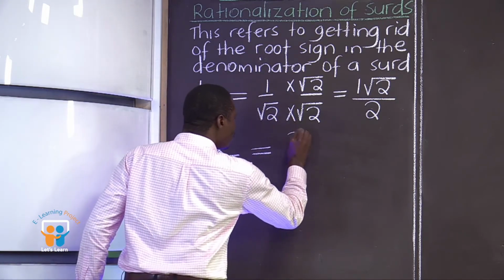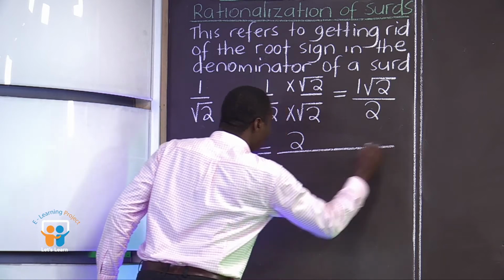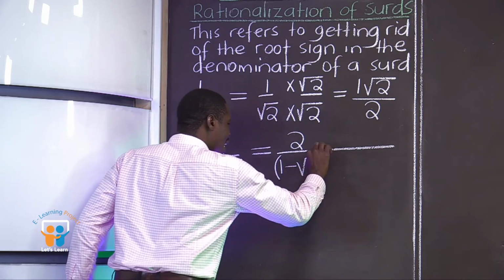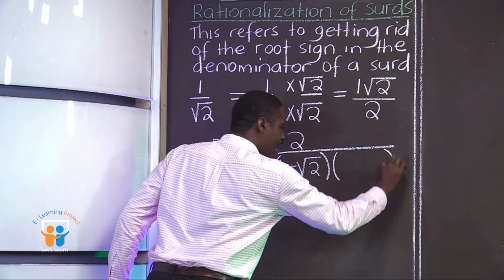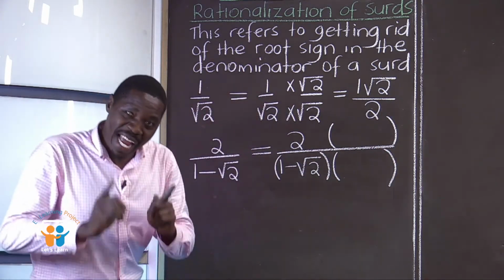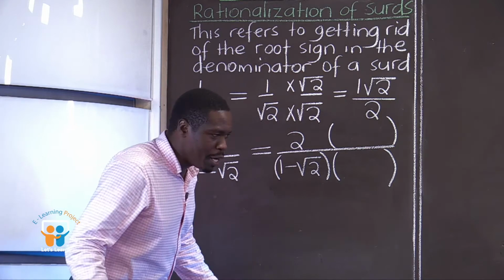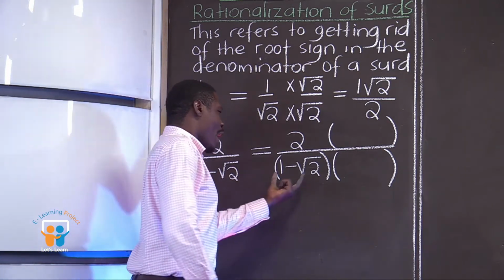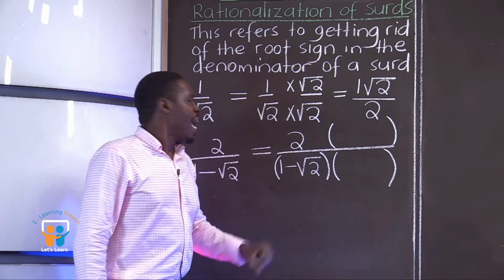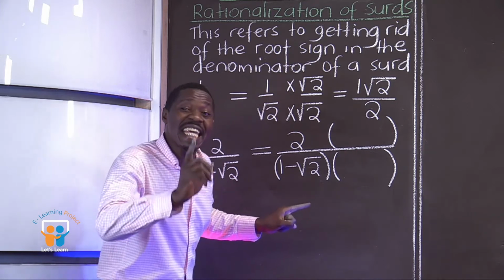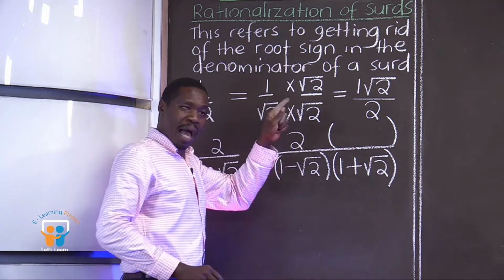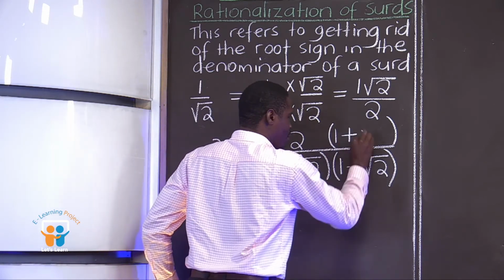Mr. Examiner, sir, we are going to get our 2 all over, and we rewrite our 1 minus root 2 in a bracket. We are going to open up another bracket, even in the numerator. We are rationalizing. What we are going to do is get the conjugate, the opposite of 1 minus root 2. The opposite of 1 minus root 2 is 1 plus root 2. So even up, I will have 1 plus root 2.